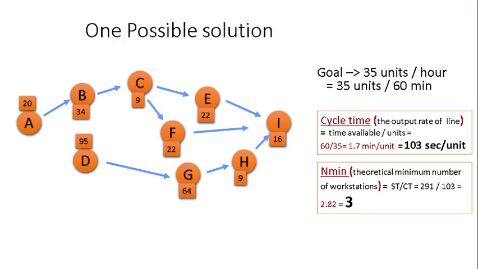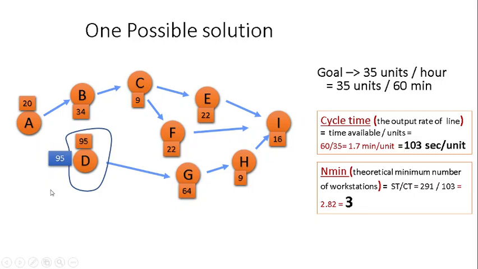So one possible solution that I'm going to show you, because of course there is no one solution, we might have a large number of solutions, especially when the number of tasks is quite large. So let's begin by saying that we want to group those tasks into 3 workstations, but every workstation should roughly be below 103. That would be the most efficient solution.